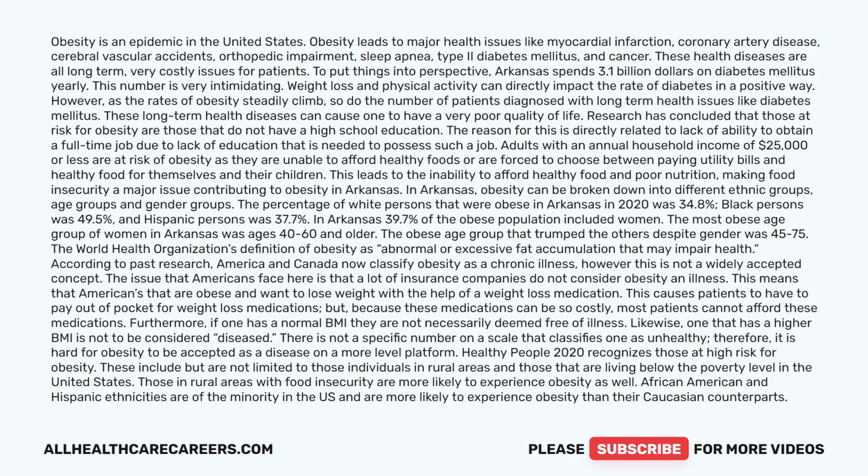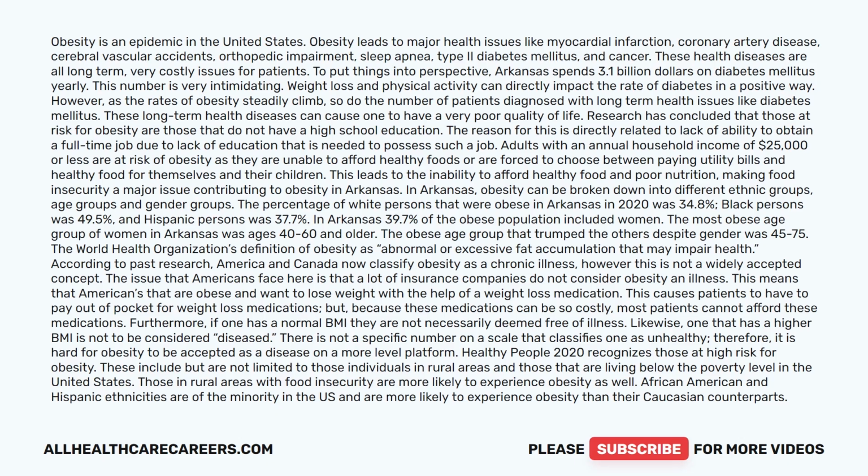Adults with an annual household income of $25,000 or less are at risk of obesity as they are unable to afford healthy foods, or are forced to choose between paying utility bills and healthy food for themselves and their children. This leads to the inability to afford healthy food and poor nutrition, making food insecurity a major issue contributing to obesity in Arkansas. In Arkansas, obesity can be broken down into different ethnic groups, age groups, and gender groups.